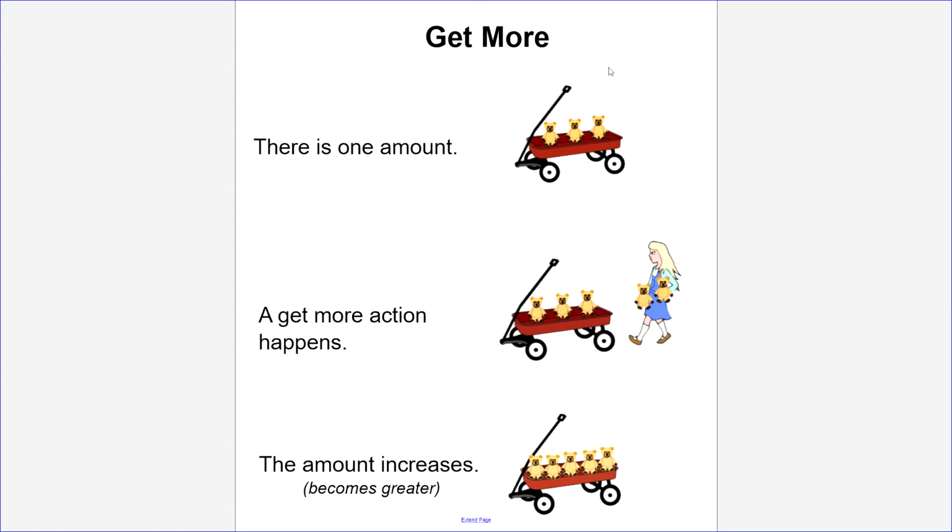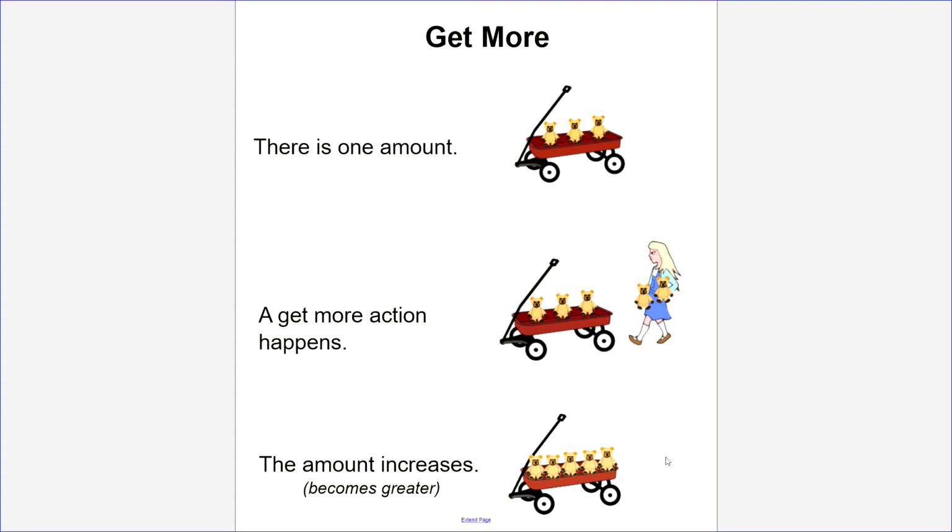First, there is one amount. Here you can see that there are 3 teddy bears in a wagon. Then a Get More action happens. You can see that this girl is bringing 2 more teddy bears to the wagon. The amount increases or becomes greater. You can see now, after the girl has brought 2 more teddy bears, that there are 5 teddy bears in the wagon, which is more than there were at the beginning.